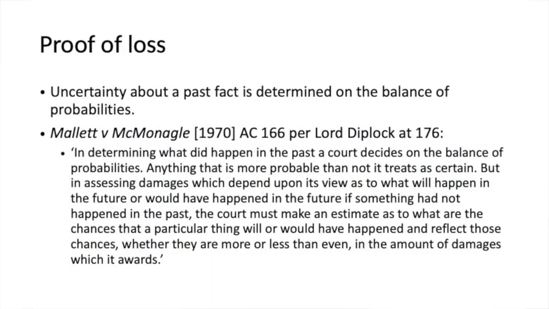Okay, proof of loss. Uncertainties about a past fact are determined on the balance of probabilities, and that was well explained and laid out by Lord Diplock in the decision of Mallett, where his lordship said, in determining what happened in the past, a court decides on the balance of probabilities.